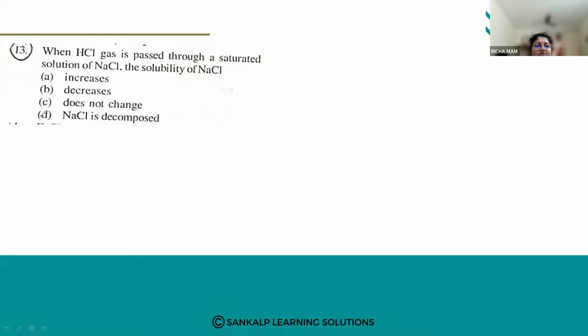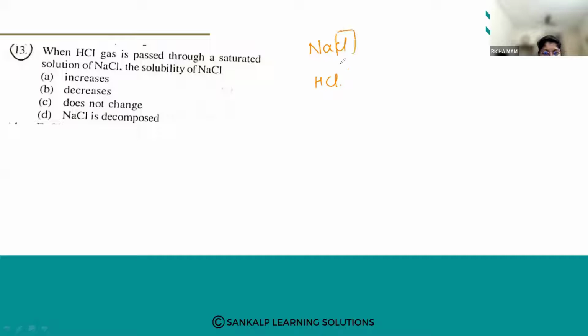When HCl gas is passed through a saturated solution of NaCl, what will happen to the solubility of NaCl? Whether it will increase, decrease, does not change, or NaCl is decomposed. So what are we doing? We have NaCl, and we are adding HCl. So what is happening here?